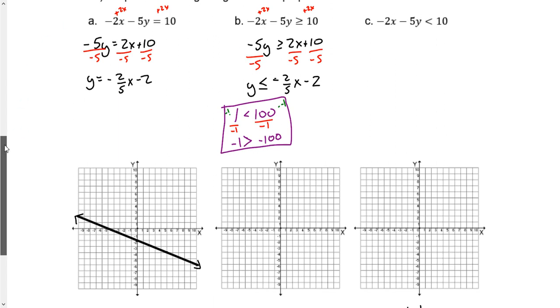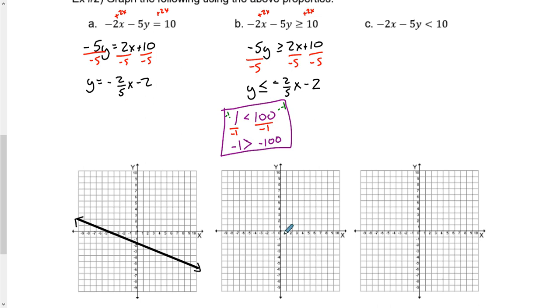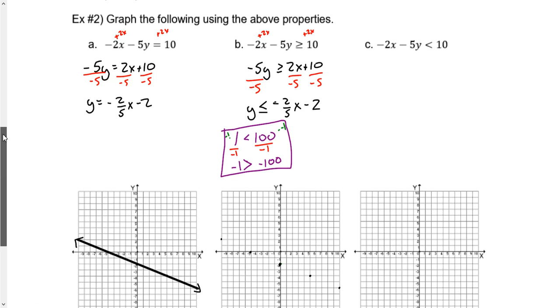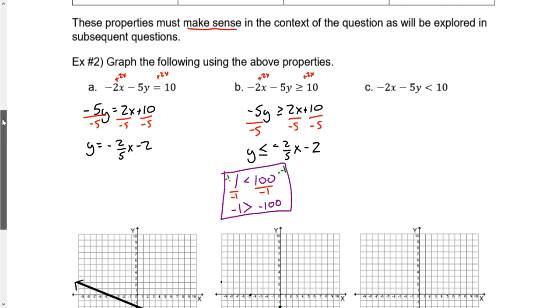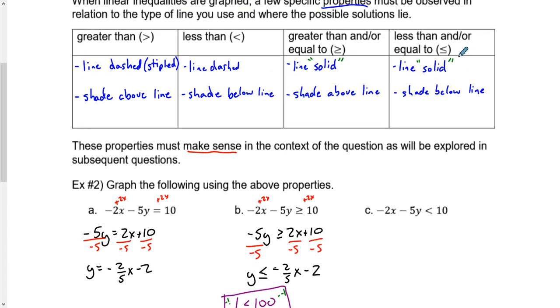So what that's going to do is now we're going to still graph. We still have a y-intercept of negative 2. Our ability to graph lines does not change. It still follows the exact same procedures. We get into slope-intercept form. We use our y-intercept and our slope to graph. But here's the difference. We're using this symbol, less than or equal to. Less than or equal to, we need to have a solid line, and we need to shade below the line.